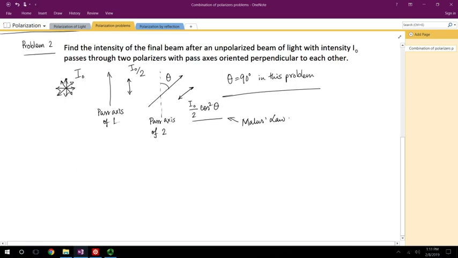Okay, but in this particular case, theta equals 90 degrees. So if I plug in theta equals 90 degrees, remember cosine of 90 degrees is equal to 0, right? So then if I call this one I1 and this one I2, we know that I2 must be equal to I naught over 2 times cosine square 90 degrees, which is equal to 0.